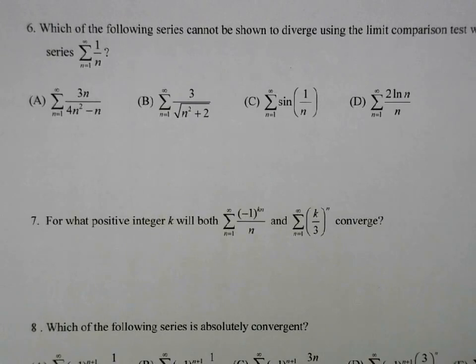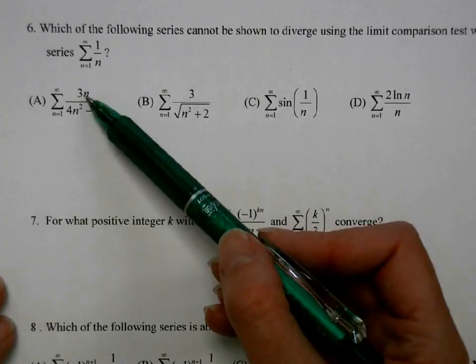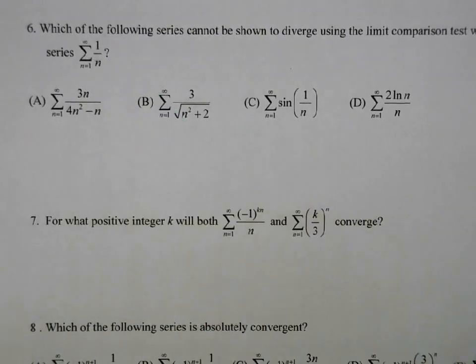Okay, we're next looking at which of these series cannot be shown to diverge using the limit comparison test with the series 1 over n. So with the limit comparison, if the limit of this over this or vice versa is a finite value, then they have the same behavior. Either they both converge or diverge. So in this case, they would both diverge. So we're going to look at this.